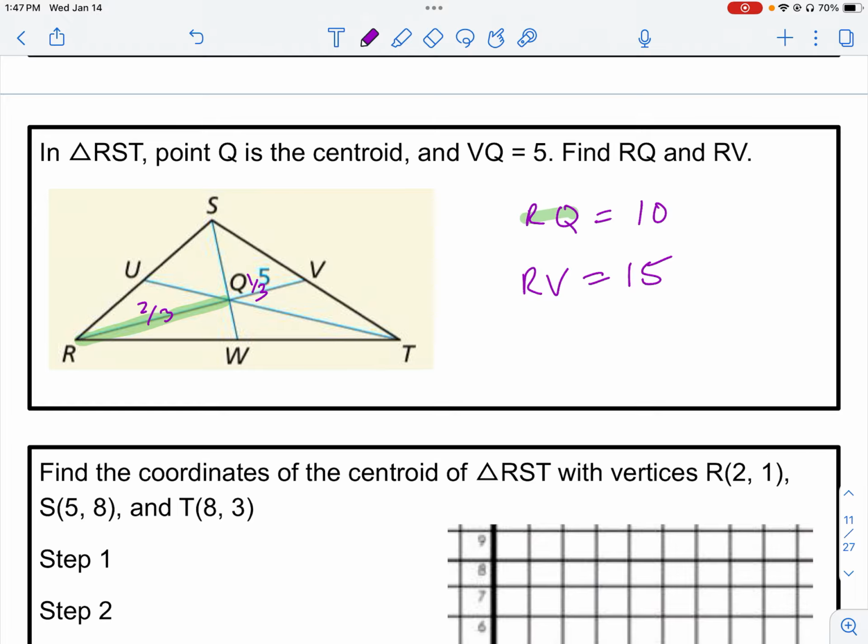And then I want to ask, what do we know about RU? Well, TU is a median. A median goes from the vertex to the midpoint of the opposite side. So we know that RU is congruent to US. RU and US are going to be congruent segments. Because it's the midpoint, it's in the middle, it's got to be the same on both sides.